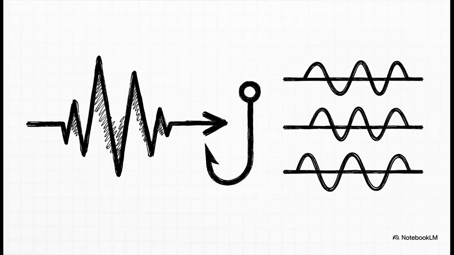Right at the center of this whole thing is something called the discrete Fourier transform, or DFT. The best way to think about it is like a mathematical prism. You feed it a complex signal, say a sound wave, and it breaks it down into all of its simple individual frequencies. Super useful stuff. But there's a massive catch when you try to actually compute it.